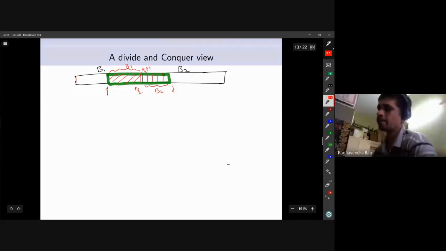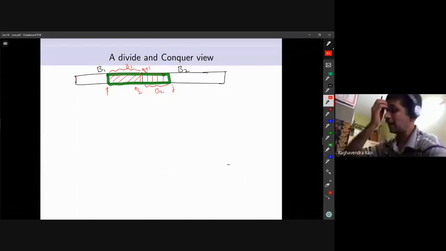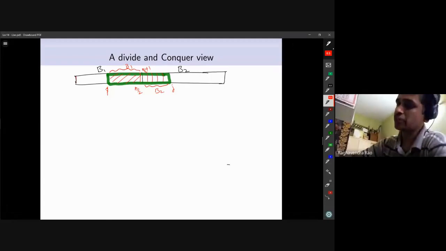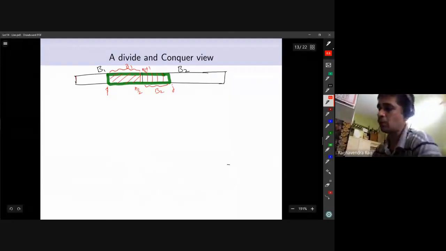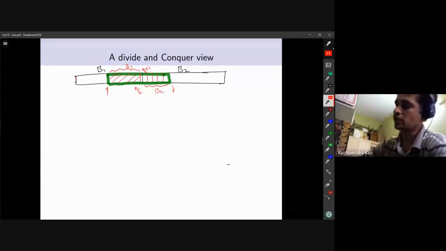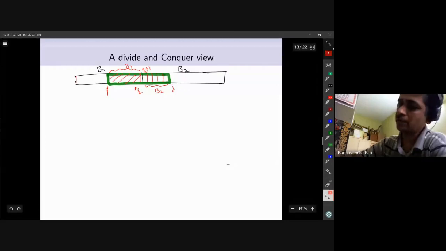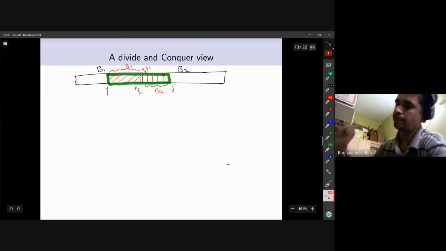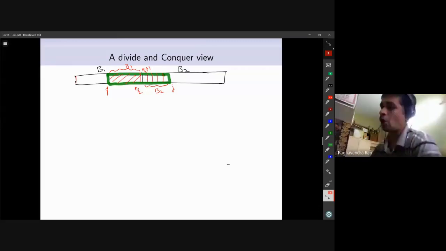Right? So this is true for any such subarray. Any subarray which spans across B1 and B2, you can split into two portions. One portion lies completely within B1, the other portion lies completely within B2. Now our job is to compute the subarray which maximizes the sum. How do you do that? Can anybody suggest an idea?